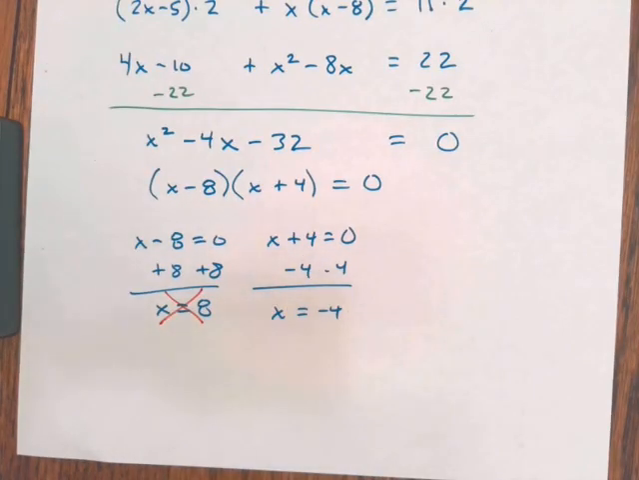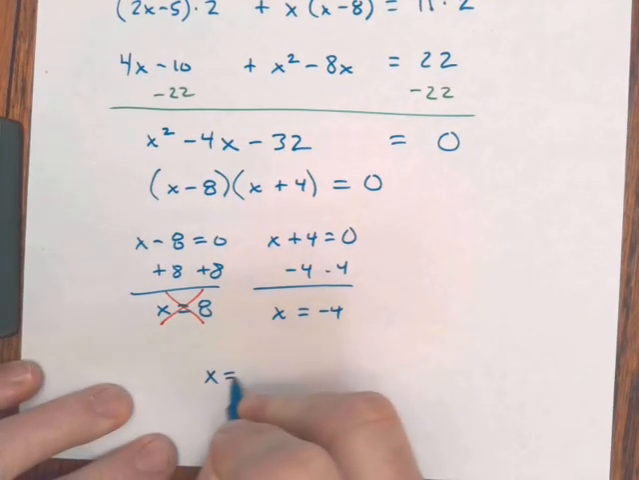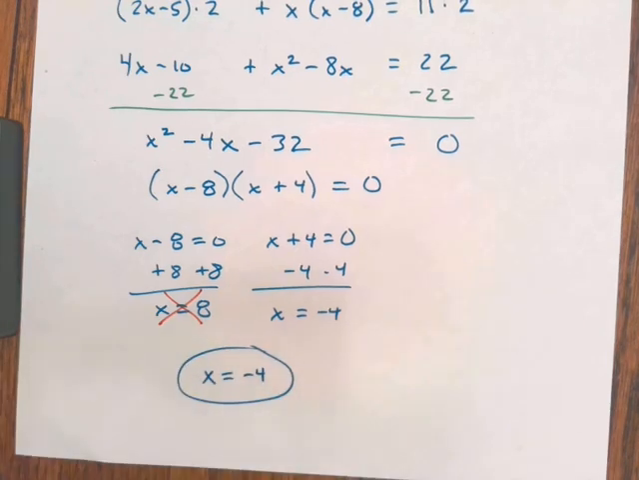So there were two possible answers in this problem, but one of them was an excluded value. It would cause us to divide by 0 and can't be a solution. So the only solution for this one is negative 4.